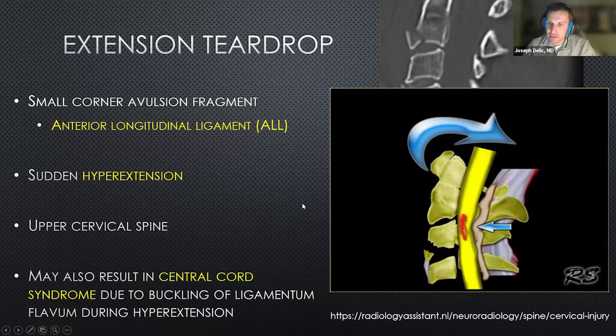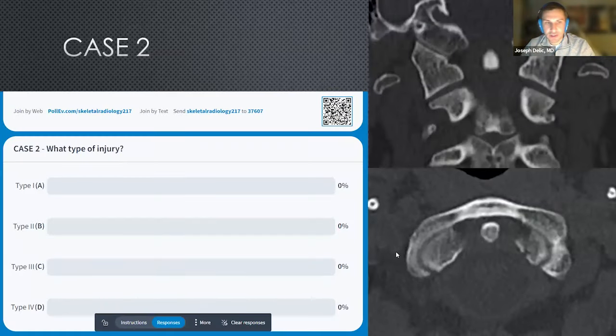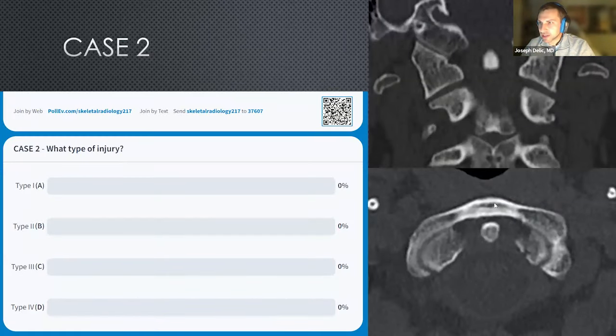And the interesting thing about these is they can also cause the central cord syndrome due to that ligamentum flavum buckling when you get that hyperextension injury. So flexion and extension teardrop. All right, case two. What type of injury are we looking at here?